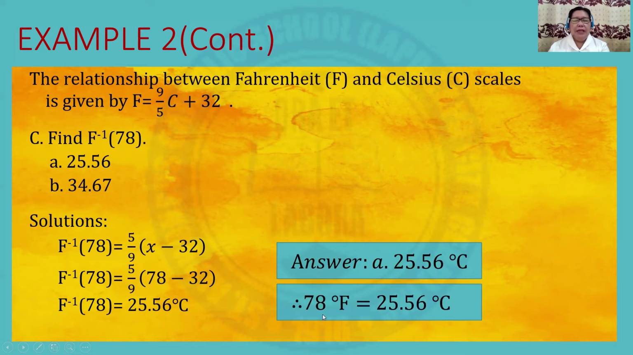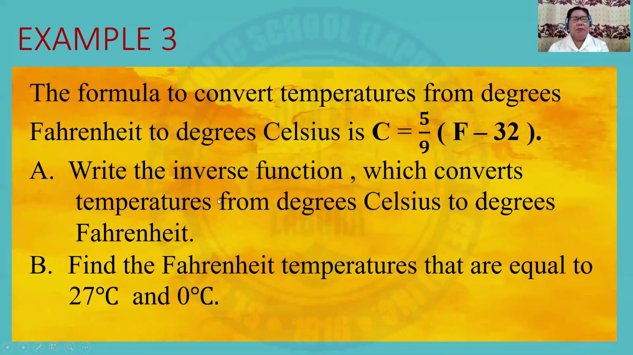Therefore, 78 degrees Fahrenheit is simply equivalent to 25.56 degrees Celsius. Then, let us have example number 3. The formula to convert temperatures from degrees Fahrenheit to degrees Celsius is C equals 5/9 times the quantity F minus 32. By this time, we have the formula for the Celsius.